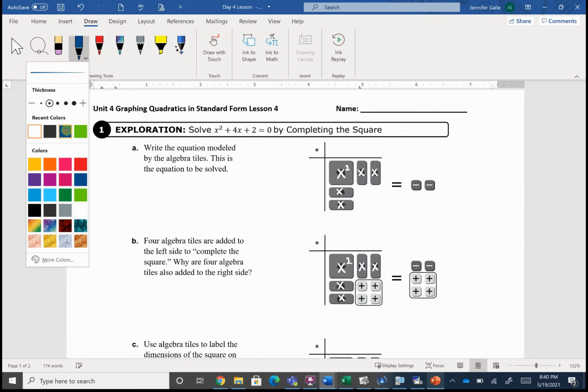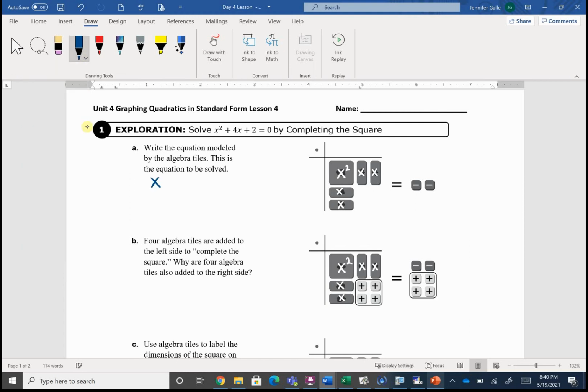in standard form. So we have x squared plus 4x plus 2 equals 0. That's the one we're wanting to solve. That's right up here. And we need to start by moving our constant, or our c value, to the other side of the equation. So I'm just going to go ahead and subtract 2 from both sides.